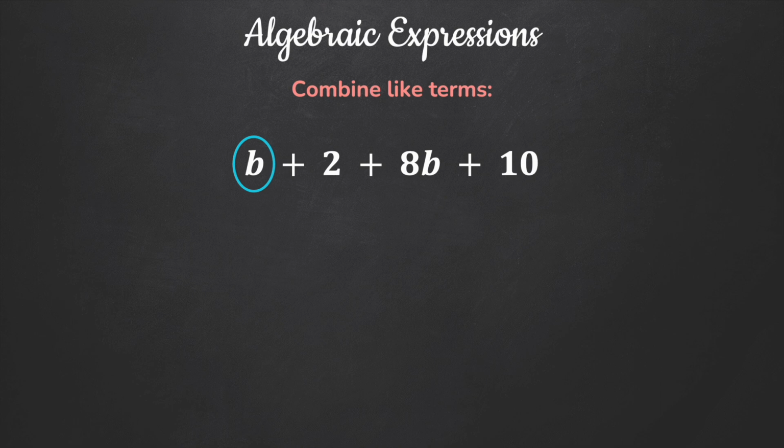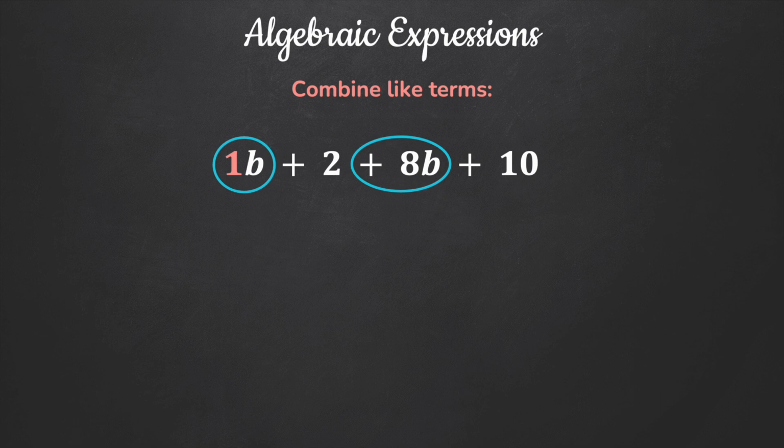To start us off, we have b. If there's no visible coefficient before the variable, it's either going to be 1 or negative 1, depending on whether it's positive or negative. In this case, b is positive, so the coefficient is 1. Now let's look at the other terms we have. We have plus 2, which does not have a variable of b, so it cannot be a like term. Then we have plus 8b, which does have a variable that is b, and it's raised to the same power, so 8b is a like term. And then we have plus 10, which is a constant, so that's not a like term.